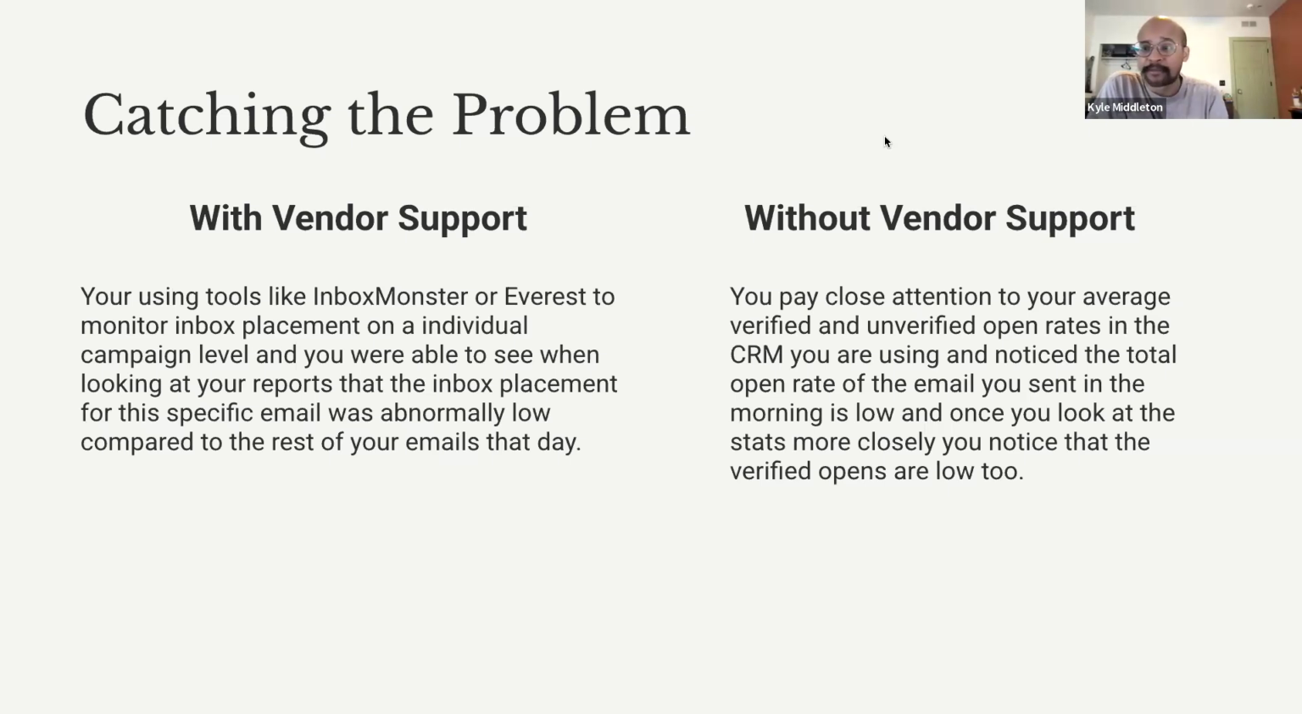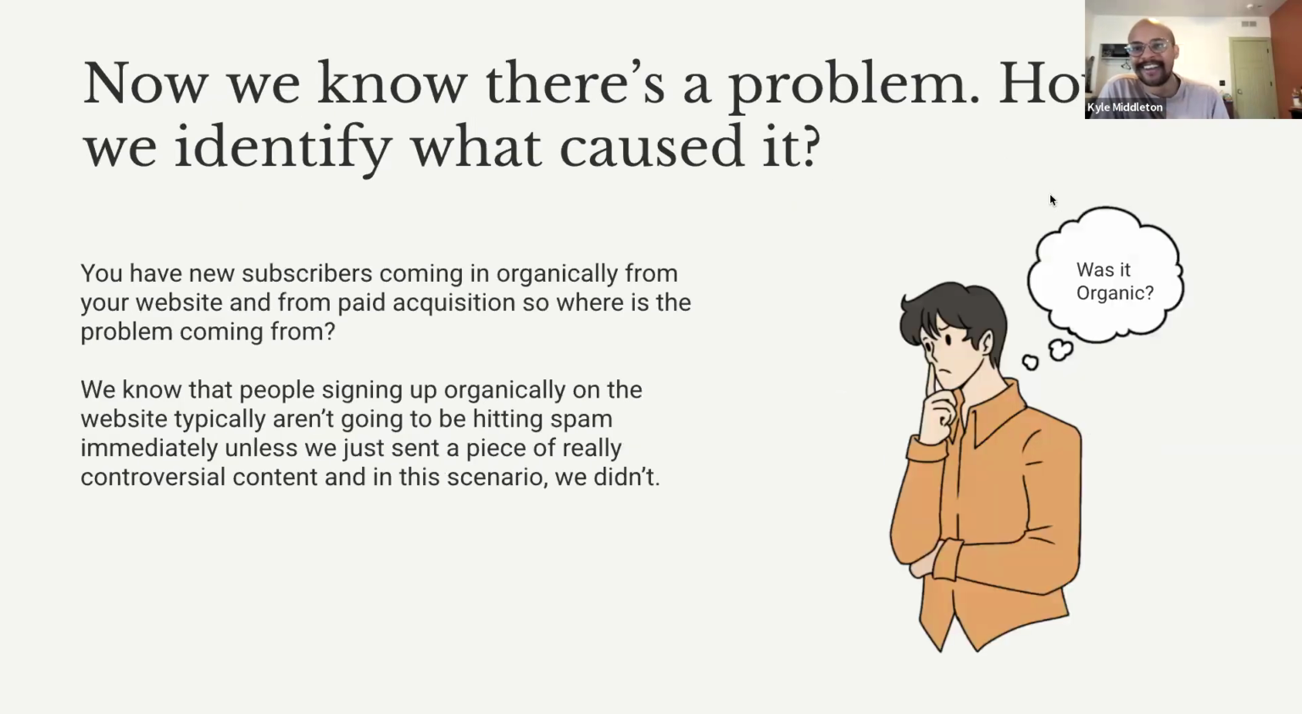And once you look at the stats more closely, you notice that the verified open rates are too low. On the campaign, we would really use a mixture of those things. We always had a really strong understanding of what our baseline stats are, and we backed it up and verified it by looking at the individual campaign level and tools like Inbox Monster or Everest. And then we would be able to tell super clearly something is wrong here. And so now we know there's a problem, and we're going to see what's on the next slide to help us continue to figure out how to solve it.